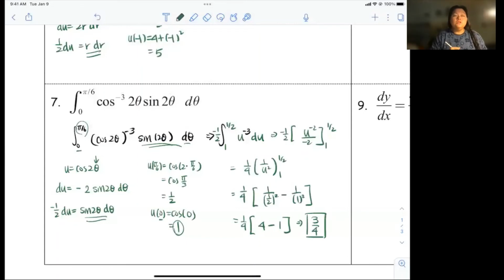So again, u substitution is supposed to make your equation easier to work with. Is the work itself easier? No, but it does make the equation, the integral, doable, okay?